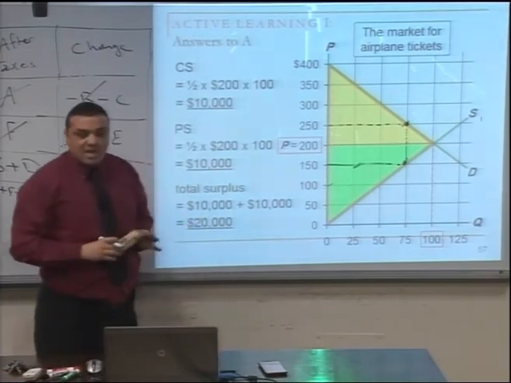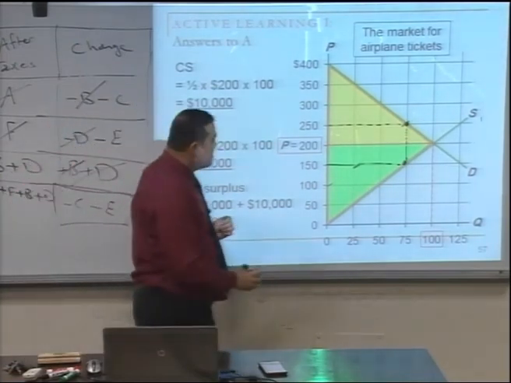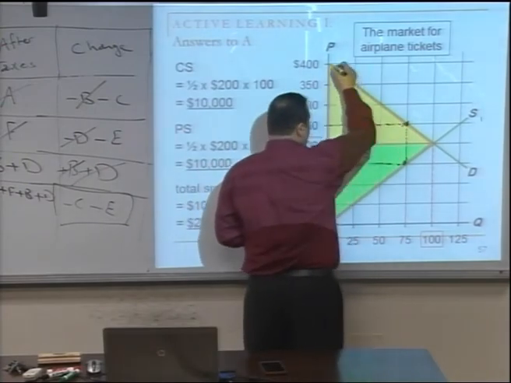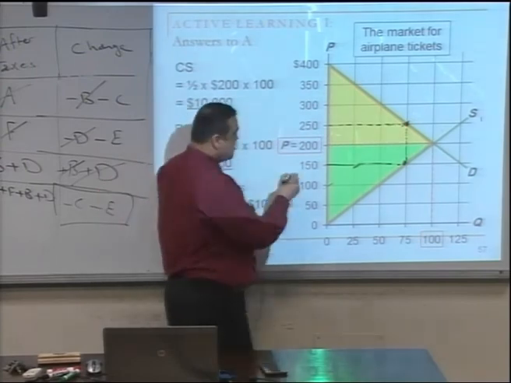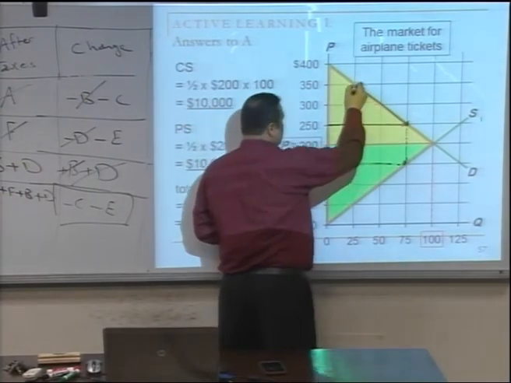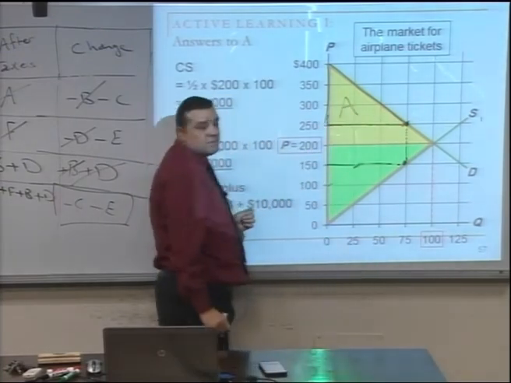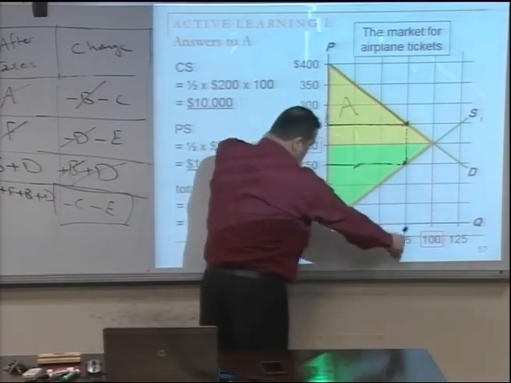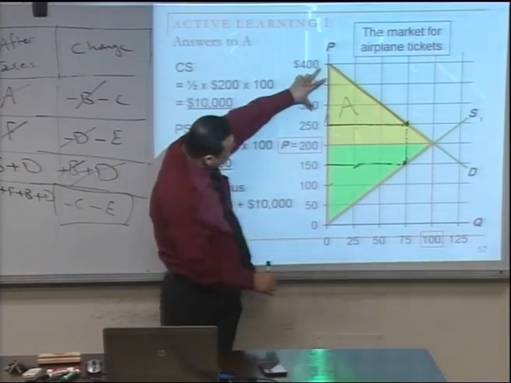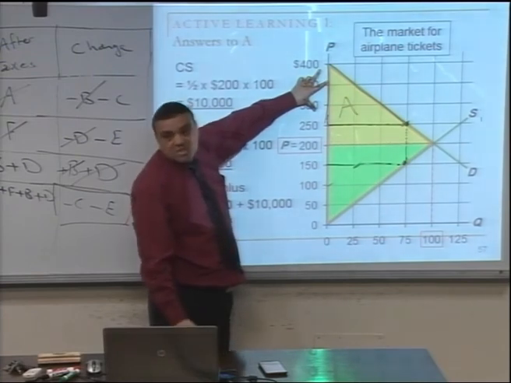How much is the new consumer surplus? This is the new consumer surplus. Right? Okay. Area A. Half times base 75 times height 150. This is the consumer surplus.